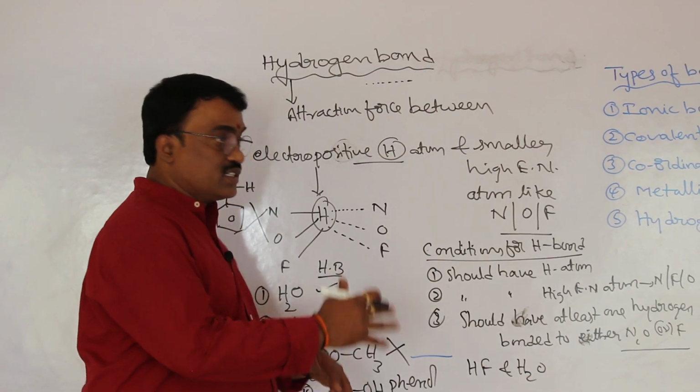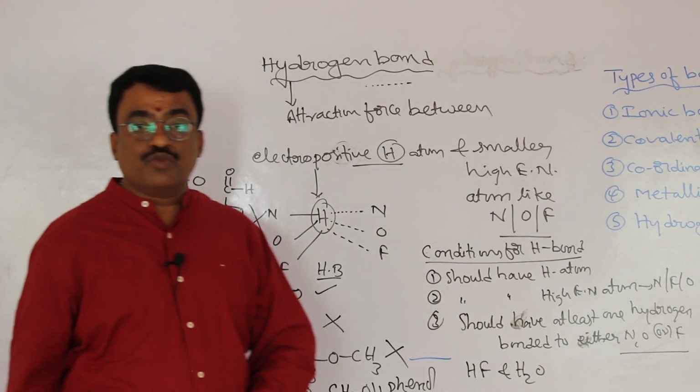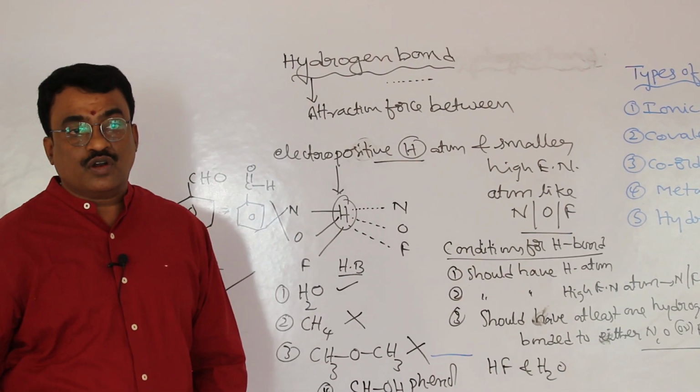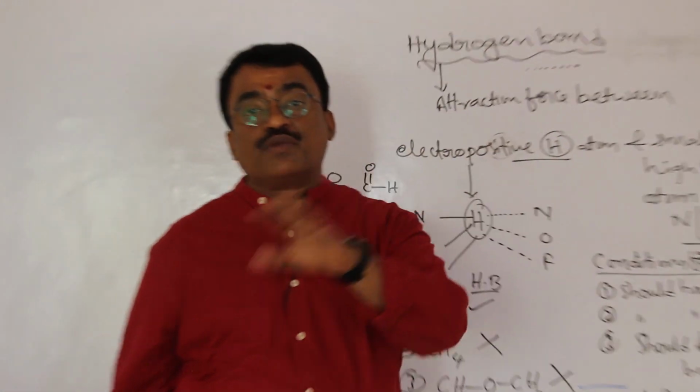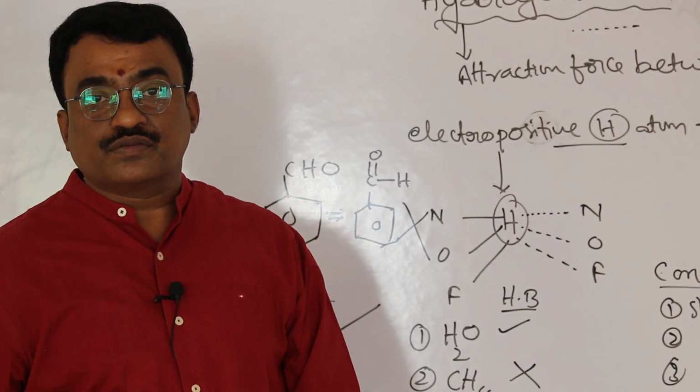In the next class we will see how many types of hydrogen bond there are and what the applications of hydrogen bond are. Two types of hydrogen bonds are there, intermolecular hydrogen bond and intramolecular hydrogen bond. Right.